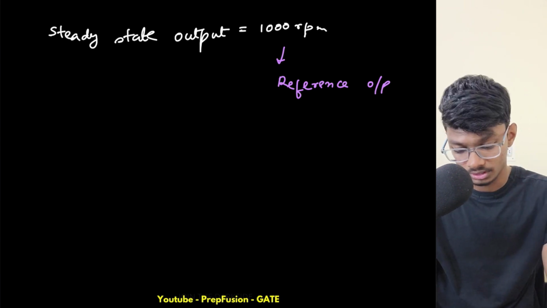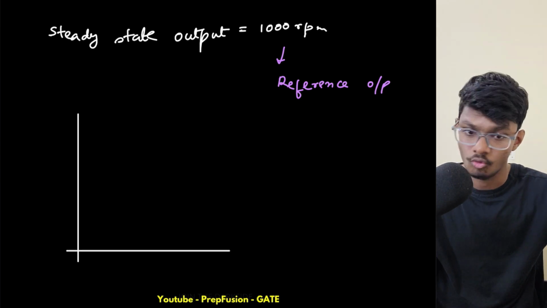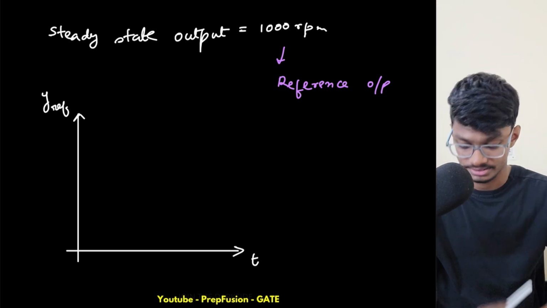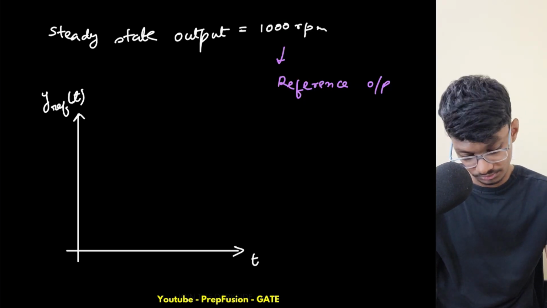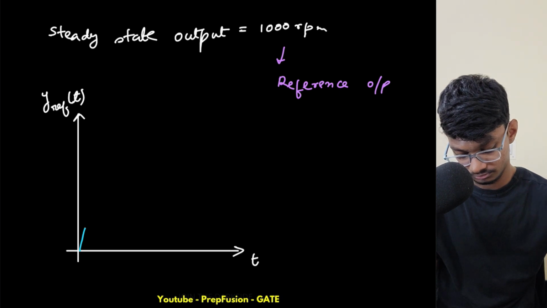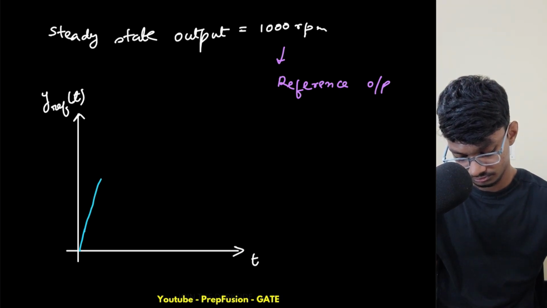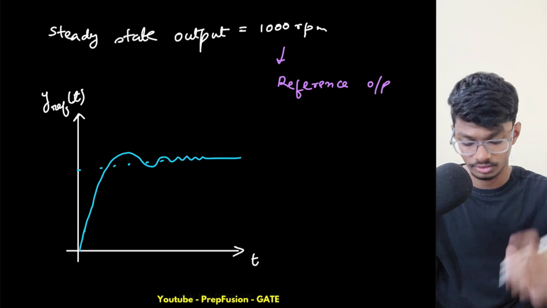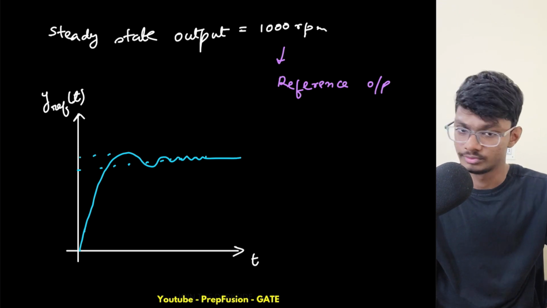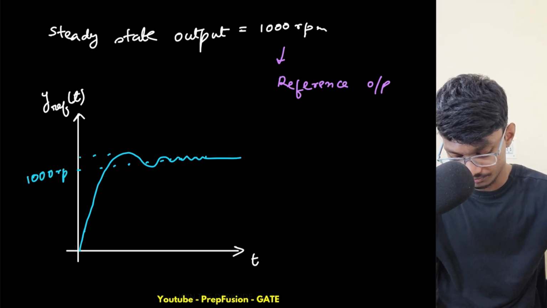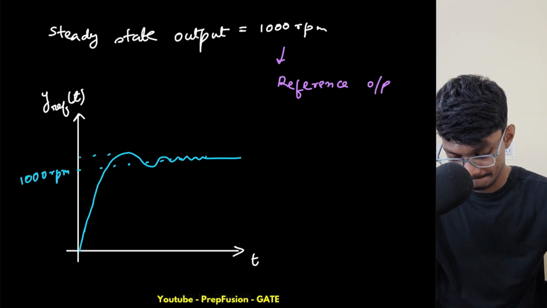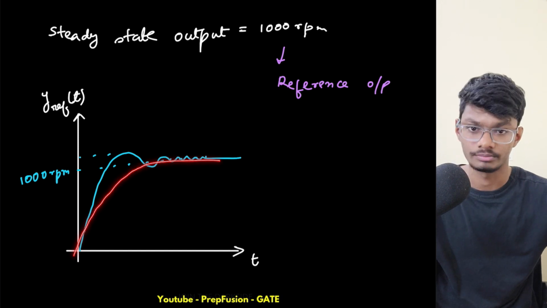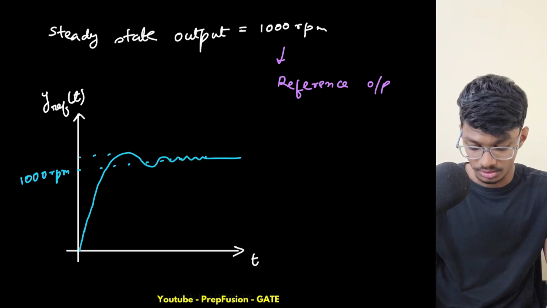Now, how will the graph look? I'll just draw the graph in brief. This is T, and let's say this is named Y reference in the ideal case. This is for the underdamped case. Obviously, there will be some peak, and this will then settle to 1000 RPM. Now if this was critically damped, this will directly go to 1000 RPM. There won't be any oscillations. Zeta will be 1 here. So this is about my reference output.